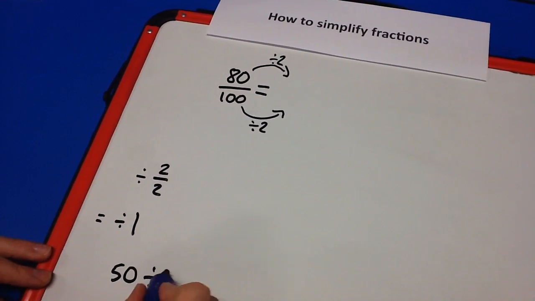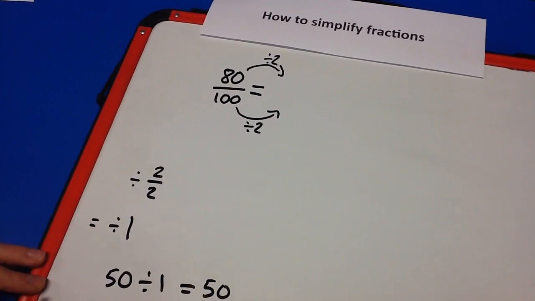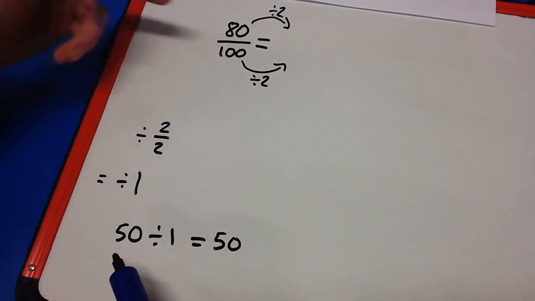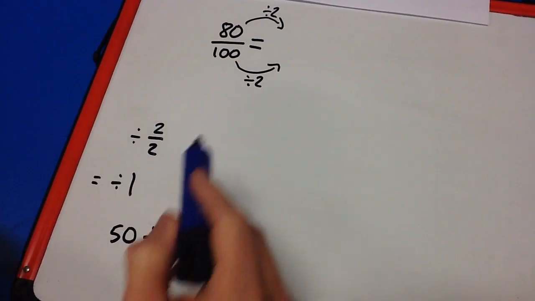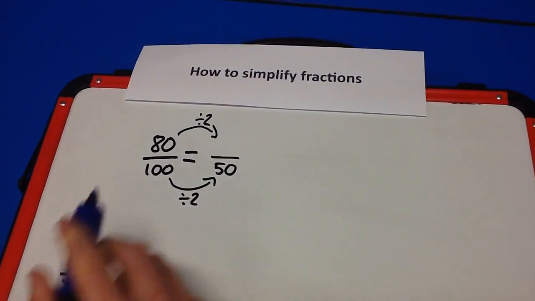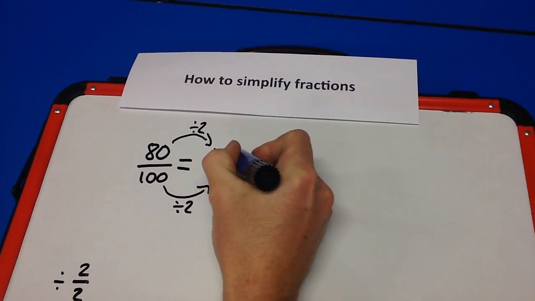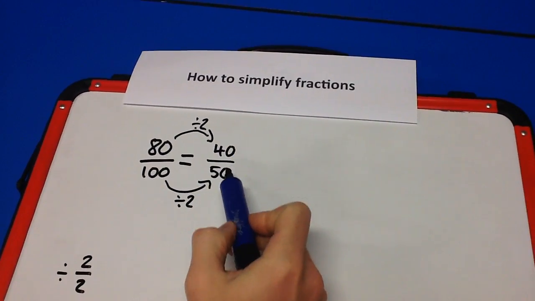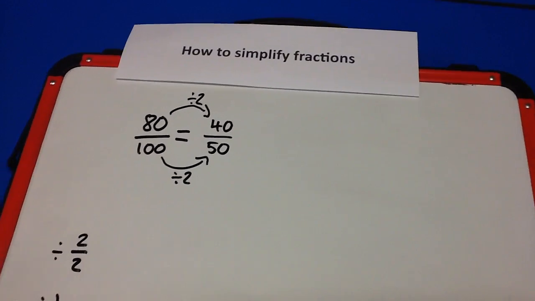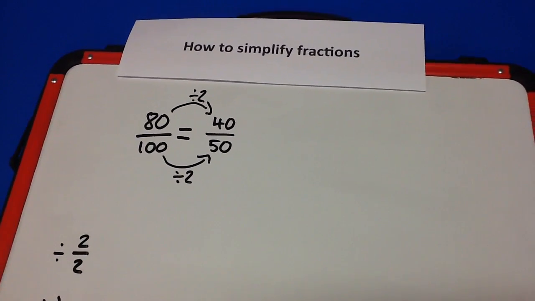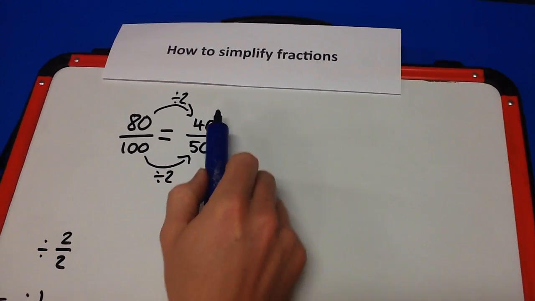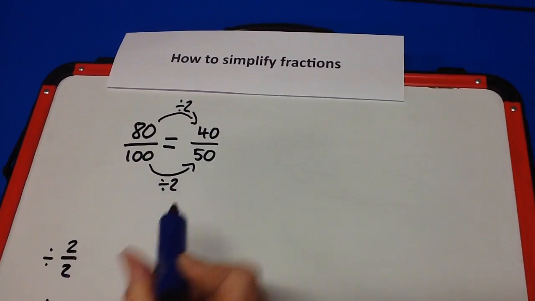50 divided by 1 equals 50. But the appearance is going to change, and we're going to simplify it using lower numbers as the numerator and the denominator. So let's give it a go. 100 divided by 2 is 50. 80 divided by 2 is 40. So 40 fiftieths is simpler than 80 hundredths, but it's not the simplest form. We need to keep going until we get to the simplest form. And what we do here again, nice and easily, we say, they're both even numbers, yes, so we can divide them both by 2 again.